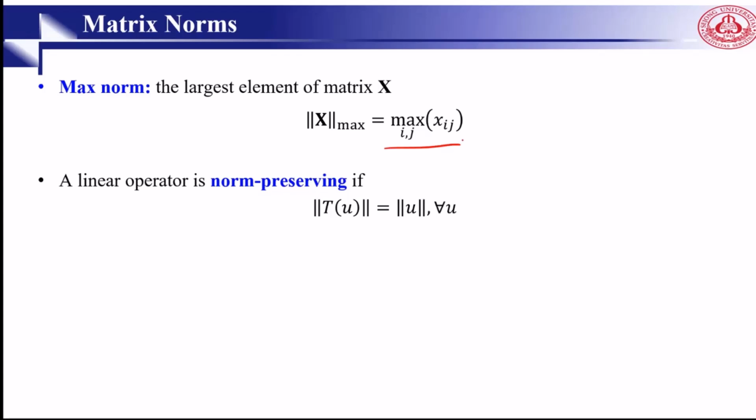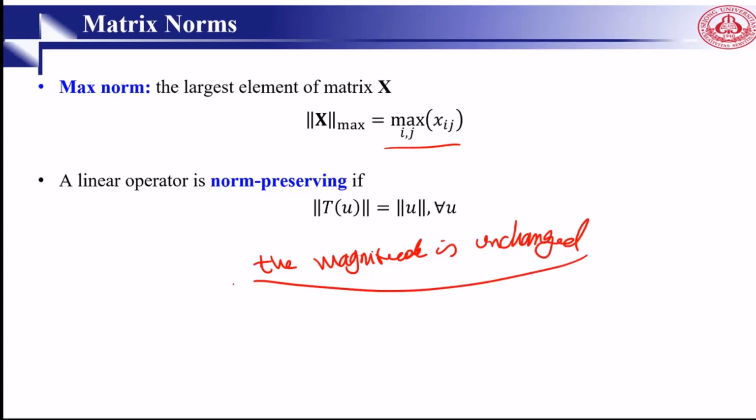Then norm preserving. A linear transformation can preserve the Euclidean norm, and this is called an isometry or orthogonal transformation. Such transformations maintain the distance and angle of the vectors. By maintaining the distance and angle, this ensures that the norm of the vector, or you can say the magnitude, is unchanged. This is called norm preserving.